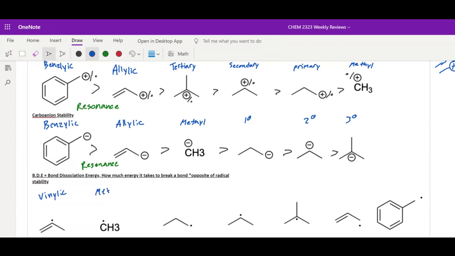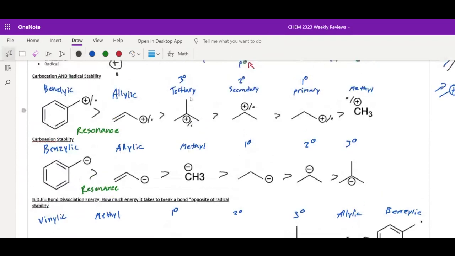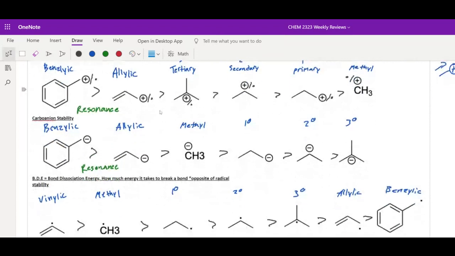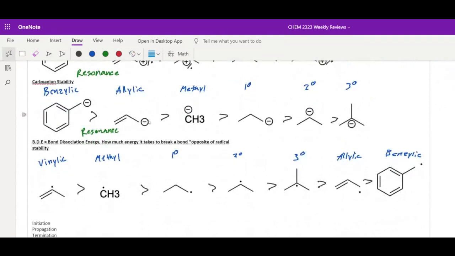And then obviously this is methyl, primary, secondary, tertiary, allylic, and then benzylic. Okay. And the trend goes this way. So it's the exact opposite of our radical stability trend. And again, radical stability and carbocation stability are the same, not similar. They're the exact same. Okay?